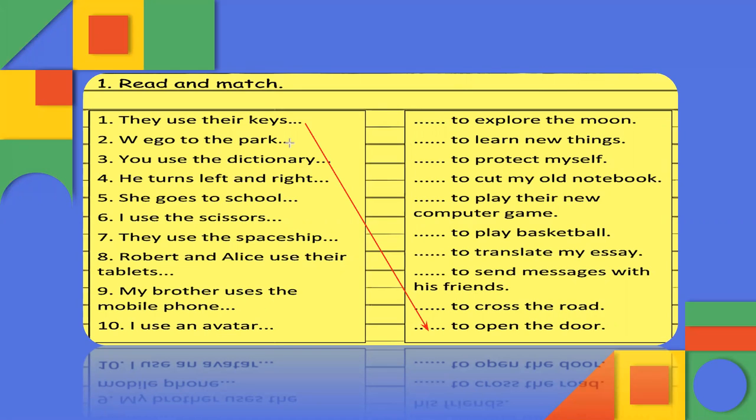Maybe to cross the road? What is road? Road, el camino. In the answer it is to cross the road. I don't think so. We go to the park to cross the road? Maybe not. The new computer, no. They play basketball, no. I would say to play basketball. Let's see if a better one doesn't appear.